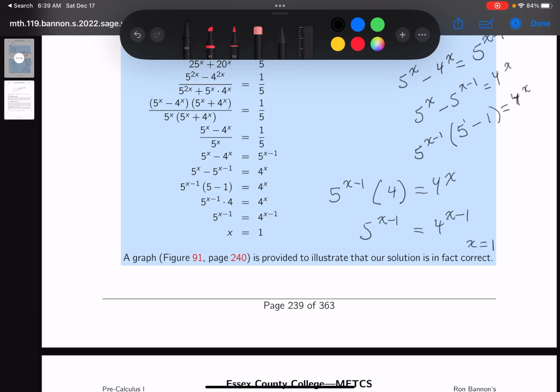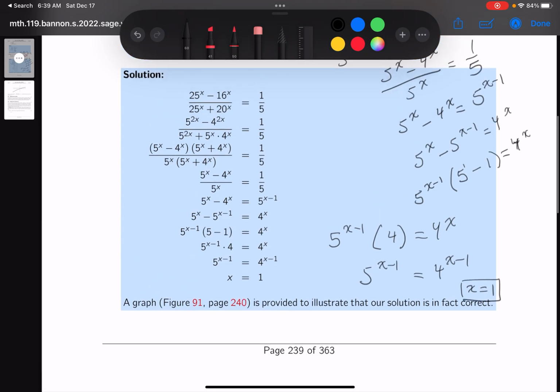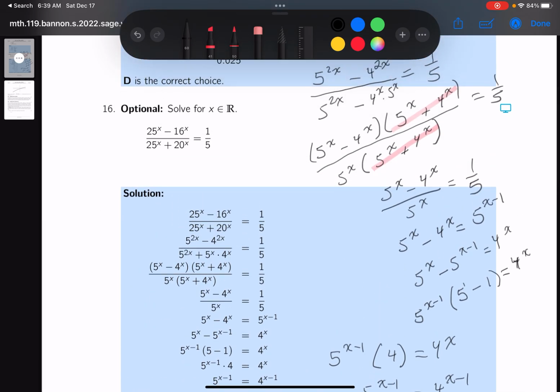All right, so what's the solution over there? X equals 1. Let's take a look at the original problem and just check it. And what do you get over there? Well, let's write this down. 25, this is the x is 1, by the way, minus 16 over 25 plus 20. Well, that's going to be 9 over 45, which is in fact 1/5. So it works out pretty nicely.